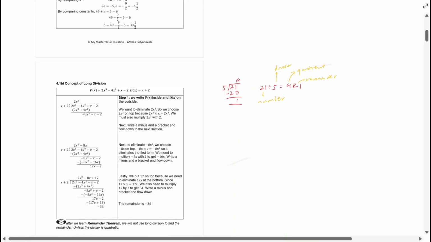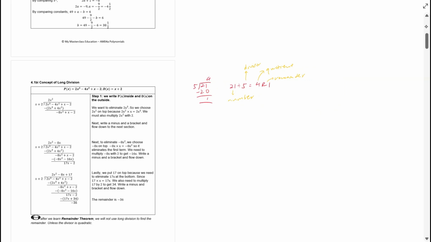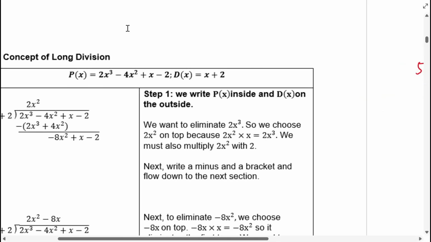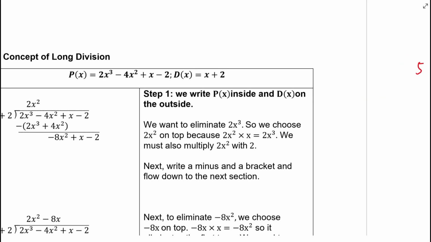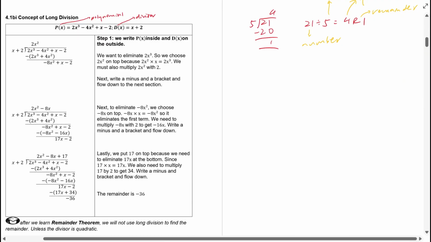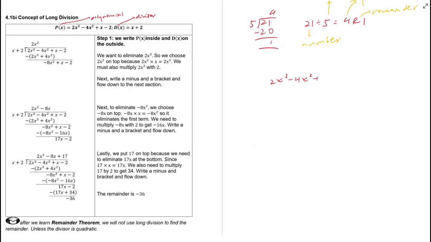So likewise, for polynomials, when you do long division, you also get a quotient and a remainder. Now if we look at this example, we have our polynomial. The P here just stands for polynomial, and then we have our divisor. So let's write it out. 2x cubed minus 4x squared plus x minus 2. Now polynomial will be on the inside, divisor on the outside.